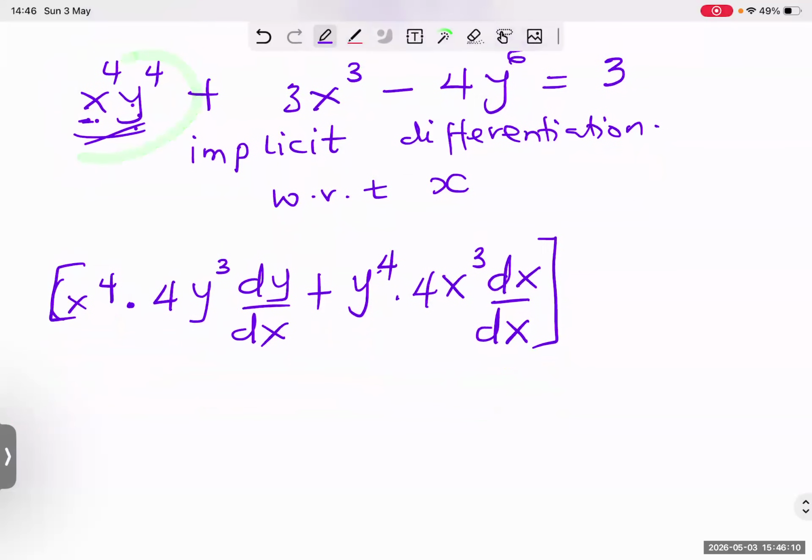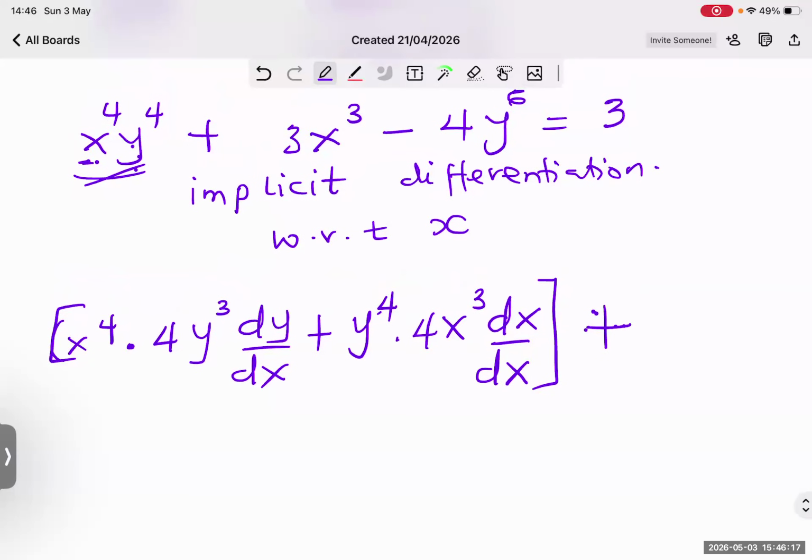Now let's go to the second term. Plus, what is the derivative of 3x cubed? It is in the power form, so we multiply the power by the 3. 3 times 3 will be 9x. Subtract 1 from the power. 3 minus 1, that will be 2. Attach a dx. The top dx means that I've differentiated variable x. The bottom dx means that I am differentiating everything with respect to x.